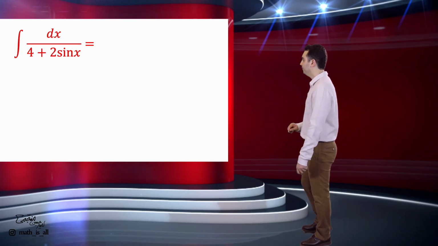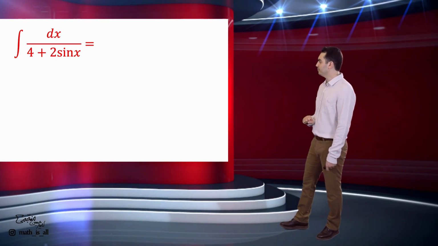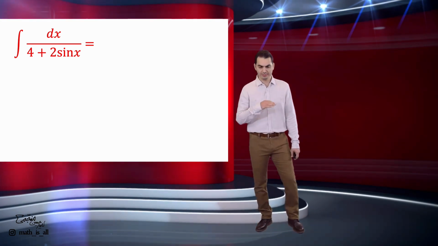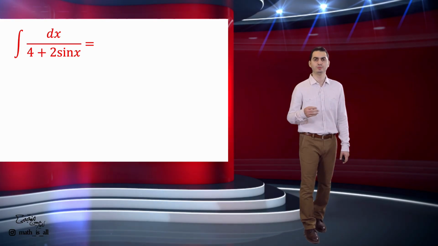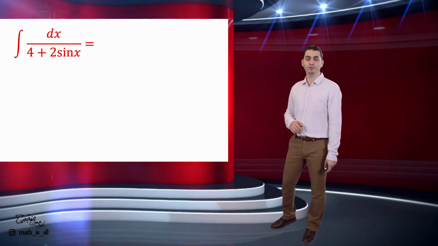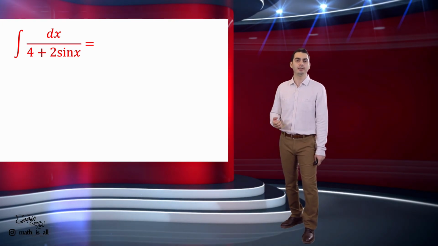First, let us look at a very small example. I gave you the integral of dx over 4 plus 2 sine x. I see the numerator is a constant, which is good. The denominator is a first degree expression in terms of sine, cosine, or both. We can use this method for these types of problems. Although we might be able to solve them using other approaches, this method is extremely powerful. What does that mean? It means it can handle most problems of this kind.